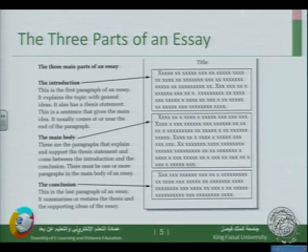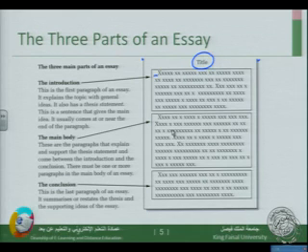Okay. This diagram shows you the three main parts of an essay. As you can see here, you should first put the title of the essay in the middle of the page. Here is the page, and you should put the title in the middle. This sample shows us the main three parts of an essay. The first one is the introduction.